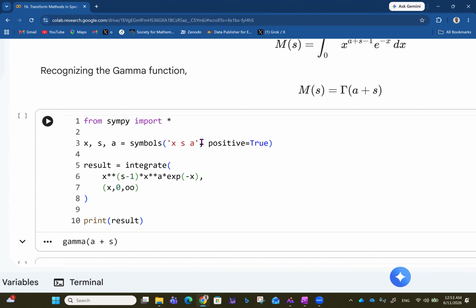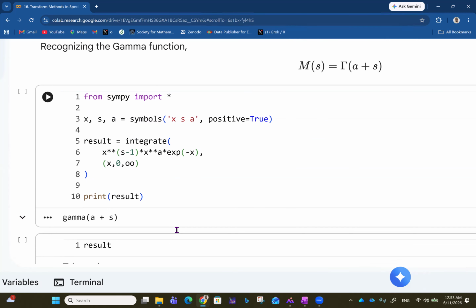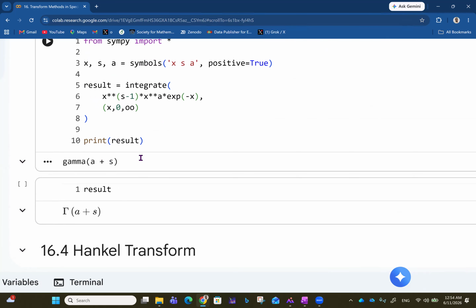And then we can do, if you put it into SymPy, using symbols x, s, and a, and guaranteeing that all of these symbols are positive, then we can integrate x raised to power s minus 1, x raised to power a, then e raised to power minus x, from 0 to infinity. And if you print the result, what you get is gamma of a plus s. If you want to have it tidy, you just print the result to get the symbol gamma of a plus s.